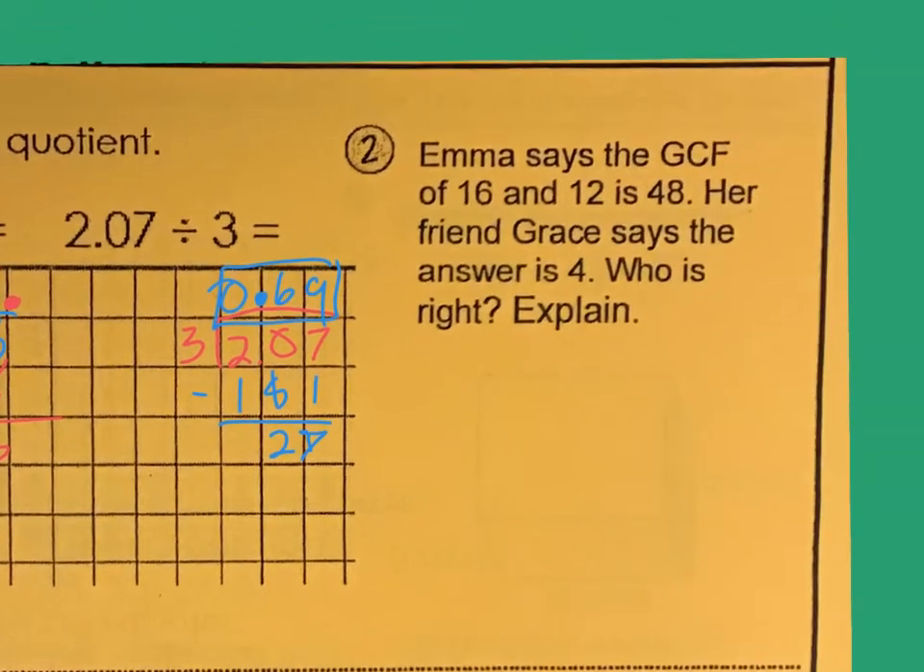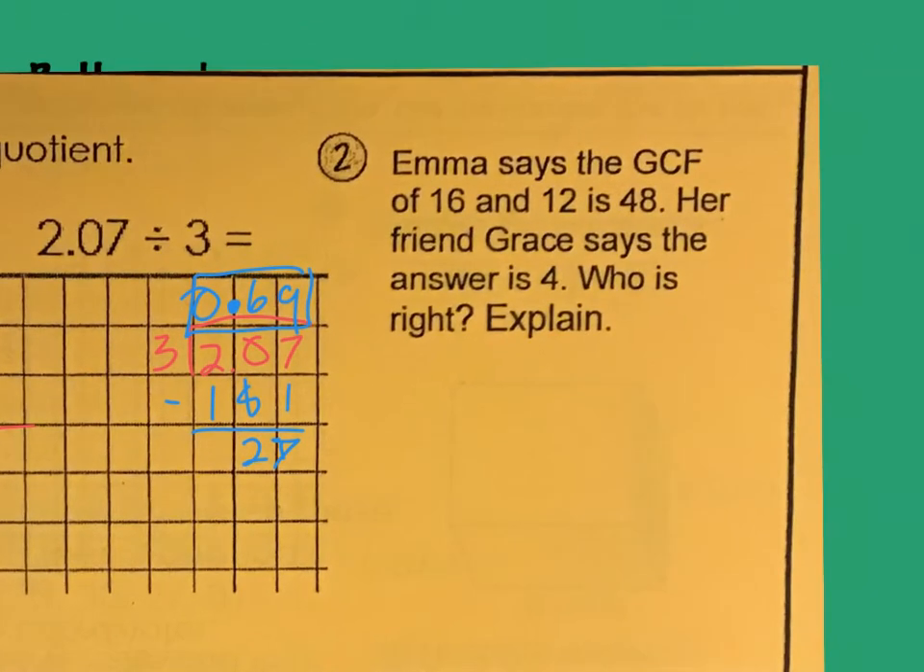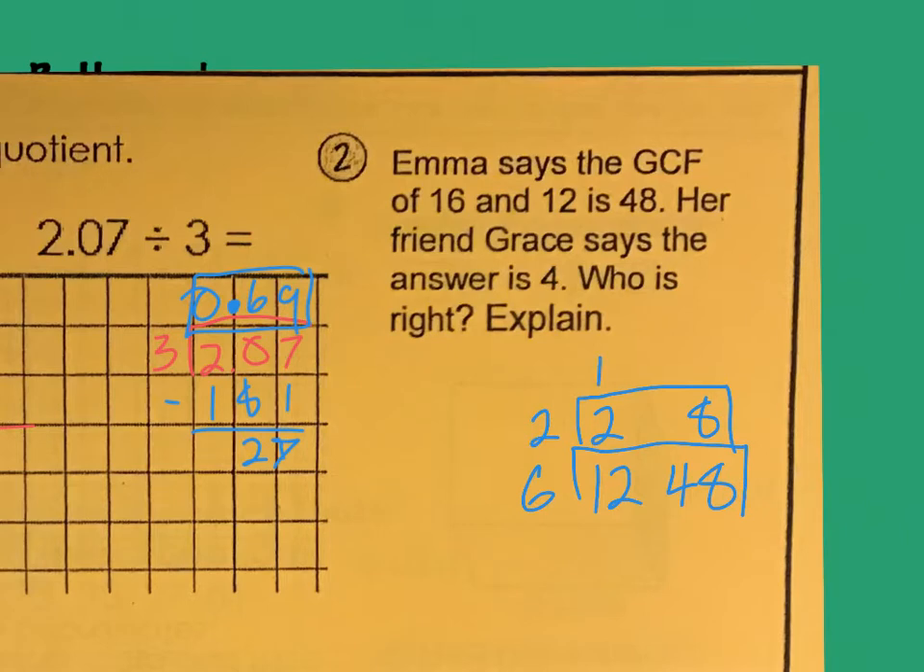So not too bad. All right, now it says, Emma says the greatest common factor of 16 and 12 is 48. Her friend Grace says the answer is 4. So who is right? So we're finding greatest common factor. And remember, we use the cake method to do this. We're gonna go 12 and 48. Well, what numbers go into 12 and 48? Well, 6 does. That's 2. 6 goes into 48 8 times. Okay, well, 2 goes into both of those, so that becomes 1, and that becomes 4. All right, so we're done because no other numbers go into 1 and 4.